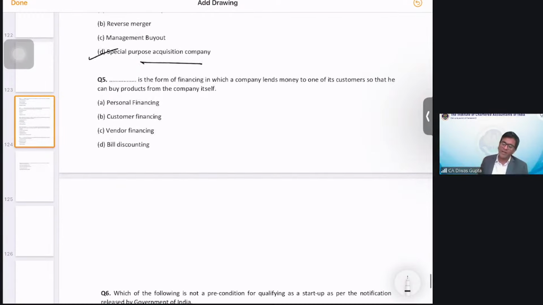Question number 5. Dash is the form of financing in which a company lends money to one of its customers so that he can buy products from the company itself. Is it personal financing, customer financing, or what, students?